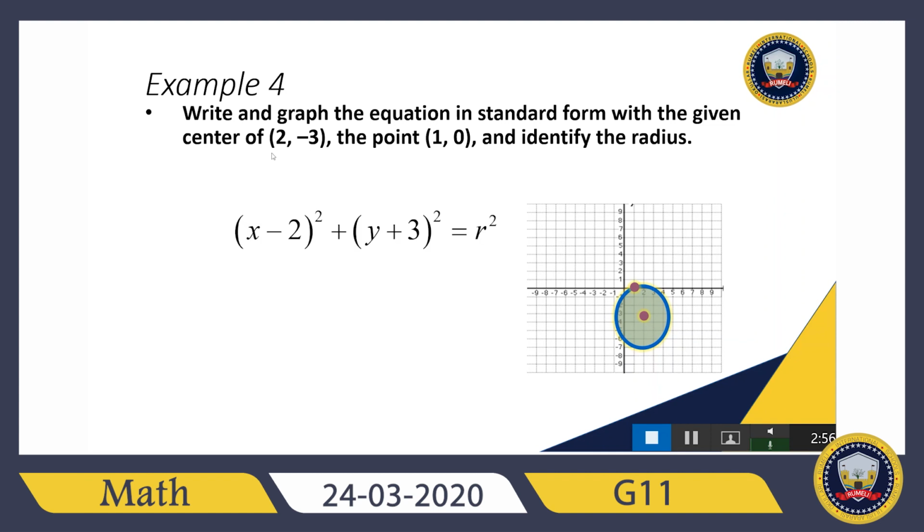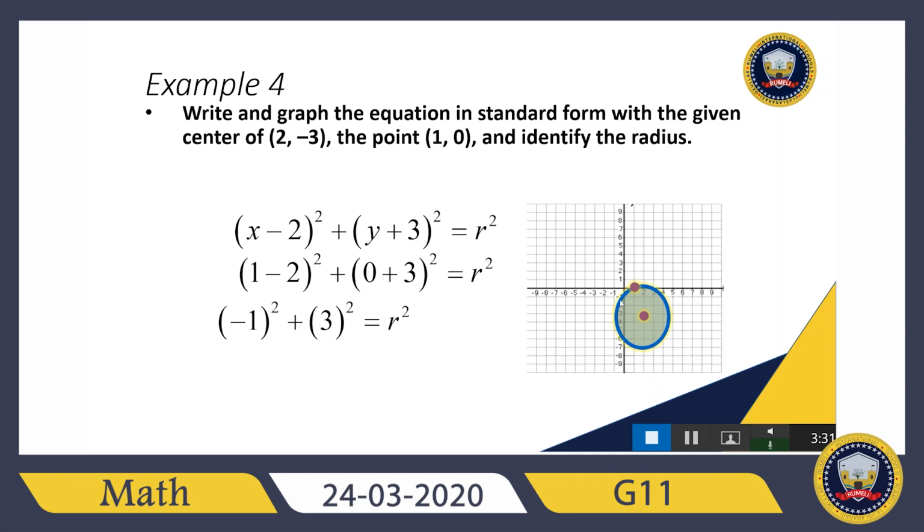because I have the center (2, negative 3), so I can write (x minus 2) squared plus (y plus 3) squared equals r squared. But in this case I don't have r, so I have to find r. Normally to find r, which is the distance between the center and any endpoint, we can use the distance formula to find the distance between these two points, in this case the center and the endpoint.